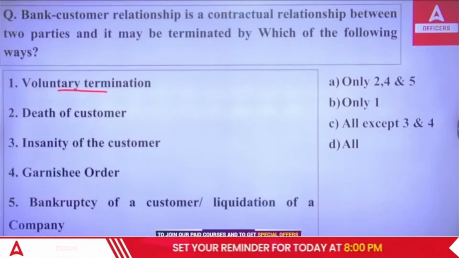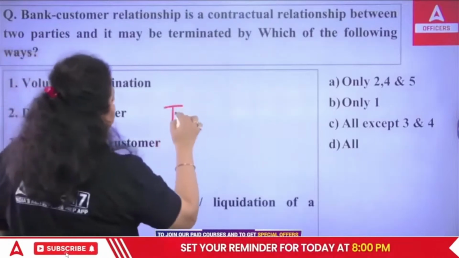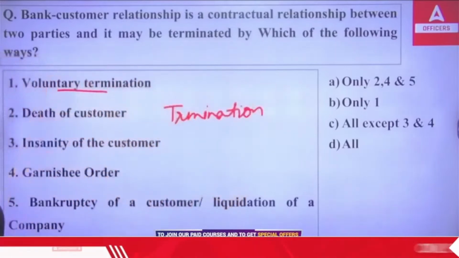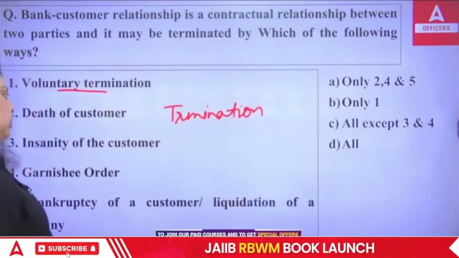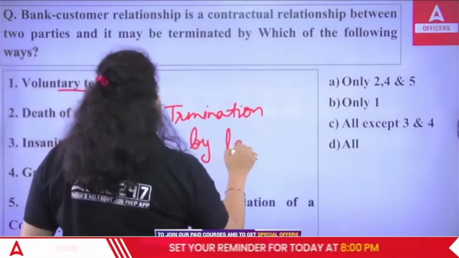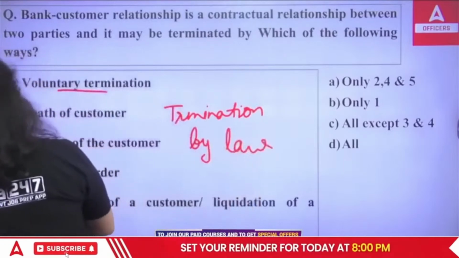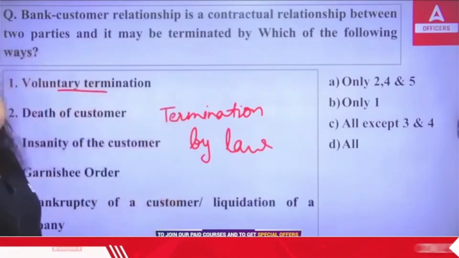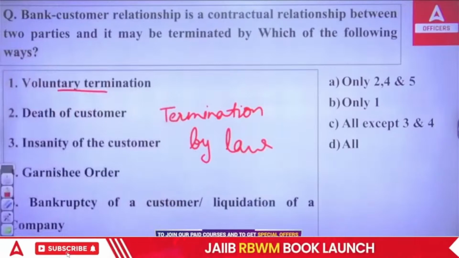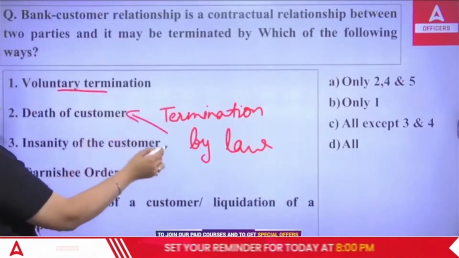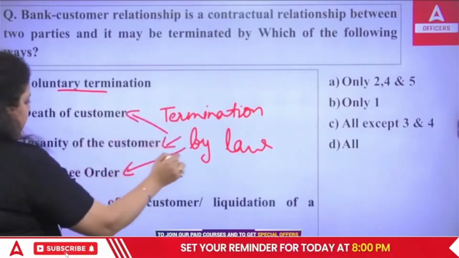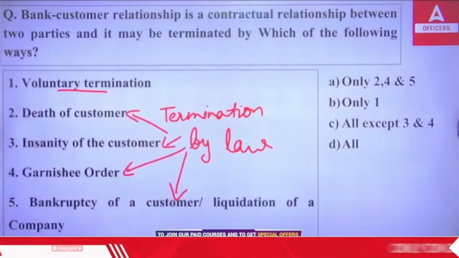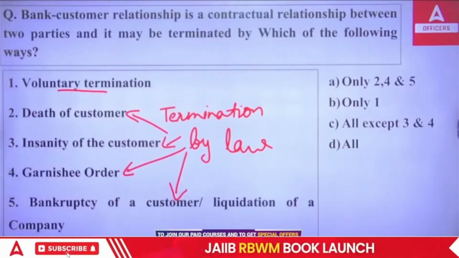Now, apart from that, the second way is termination of this contractual relationship between a banker and customer by law. The termination will be done by law. And termination by law will be done in case of death of customer, in case of insanity of the customer, in case of garnish order, in case of bankruptcy of a customer, and liquidation of a company. All these will be part of termination by law.